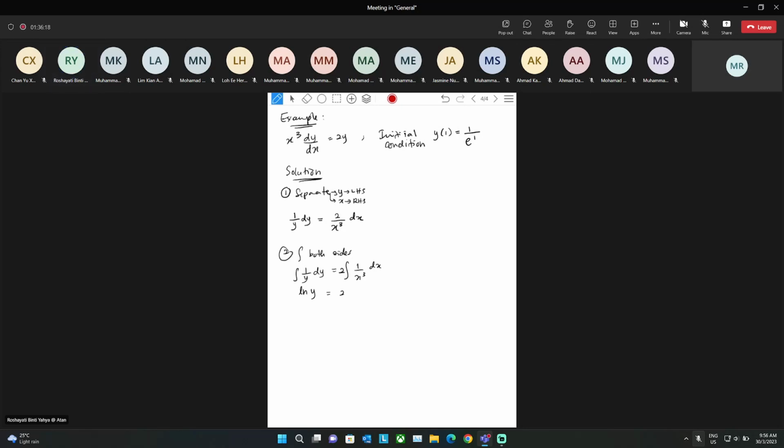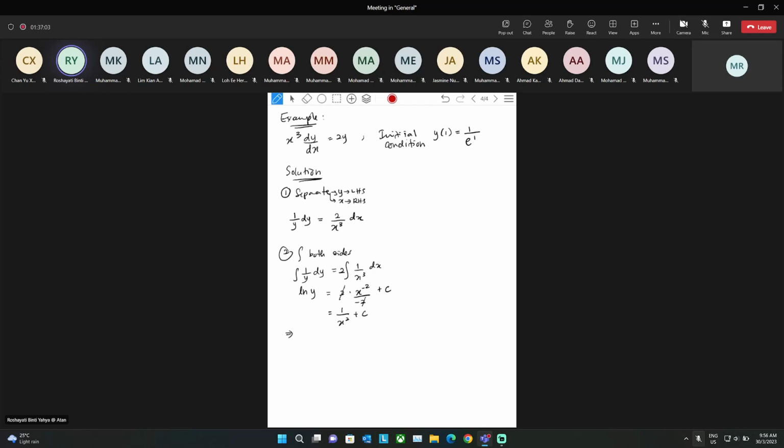So you will get ln y equal to 2 times the integration of 1 over x cube, which is equal to integration of x to the power of minus 3. So you will get x to the power negative 2 over negative 2 plus c. So that you can cancel this. Ln y equal to negative 1 over x squared plus c.